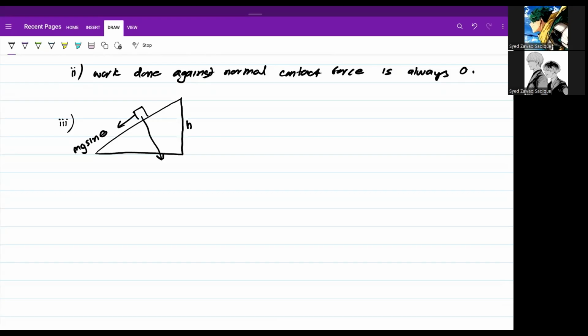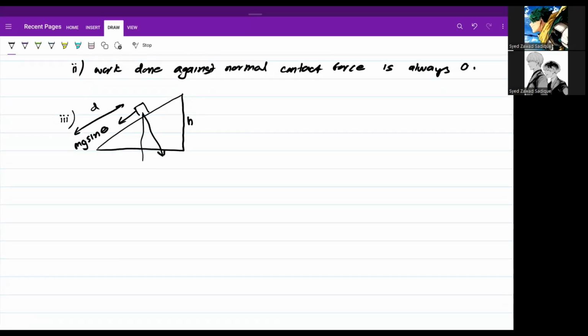This is H. Let's say this part is D. This is mg. This is theta. This is alpha. Right. Now, work done against gravity.